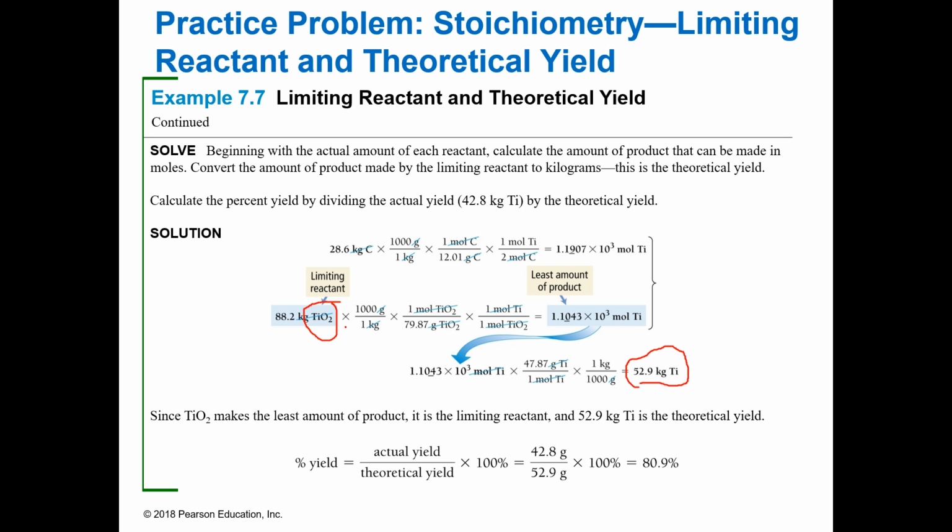Now to find the percent yield, we're just going to take the actual yield that's given to us in the problem, 42.8. This should be kilograms, sorry, that's a mistake. Divided by the theoretical yield that you just found, 52.9. Multiply it by 100, and that means that you made 81% of what you should have made.